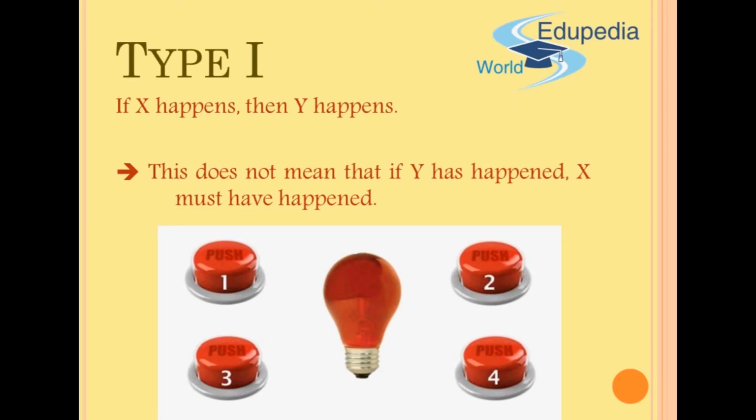For example, if I say, if I go to the movies, I feel excited. So, going to the movie is a cause for feeling excited. At the same time, it does not mean that if I am feeling excited, I have gone for a movie. Think of it like a bulb with several switches. So, the bulb will glow whenever you are feeling excited. However, going to the movie is not the only switch that will switch on the bulb. There can be several other reasons for you to feel excited.